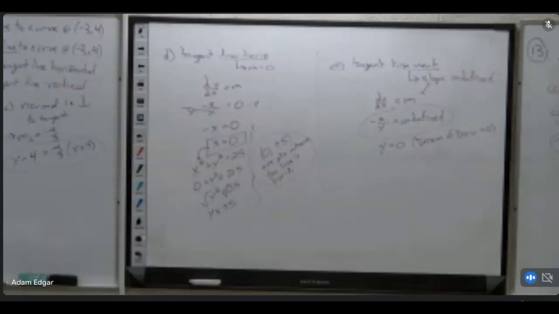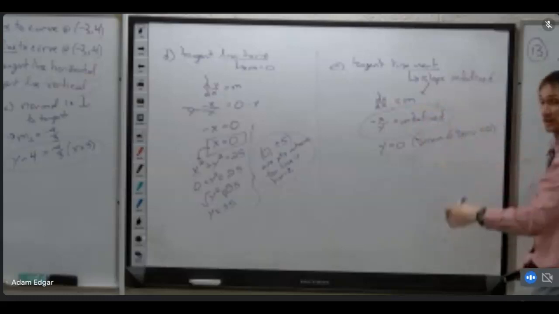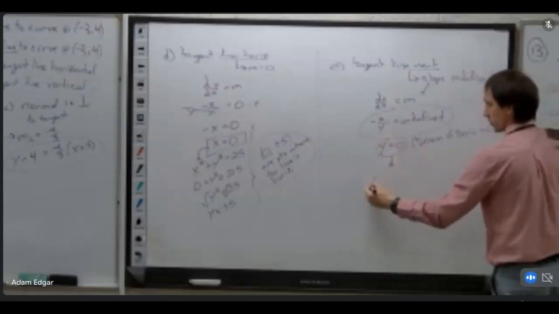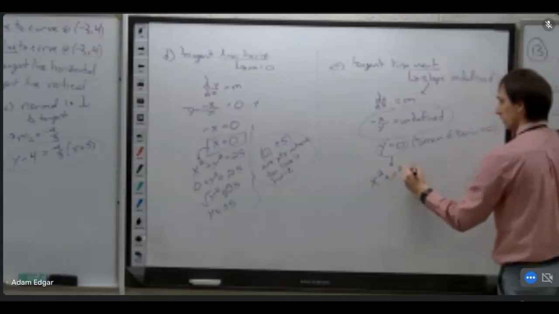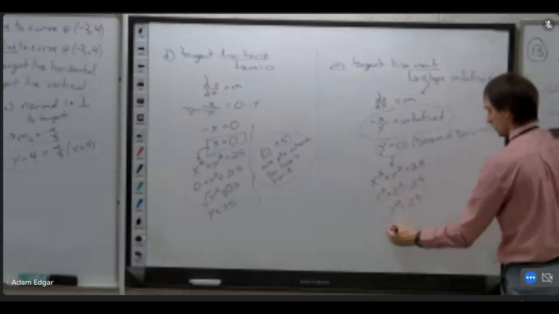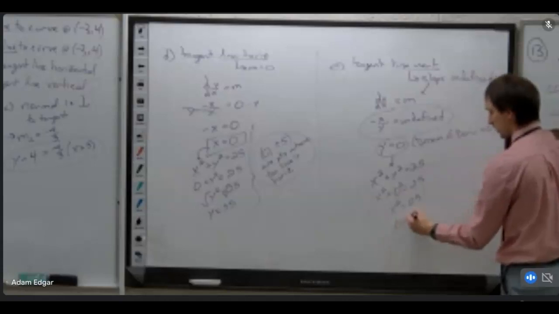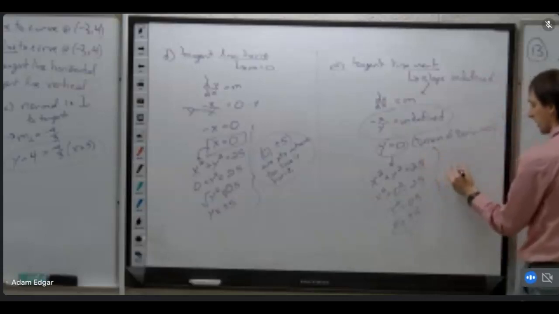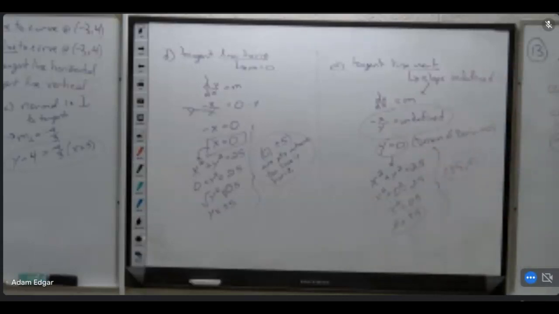So tangent line horizontal, make your derivative equal 0. Tangent line vertical, make the denominator of your derivative equal 0. And then you do the same thing. You say, oh, solved it, y equals 0. Boom. Plug it into x squared plus y squared equals 25. And what are your x values? Yeah, so x equals plus or minus 5. So your points are plus or minus 5 comma 0. Ta-da!